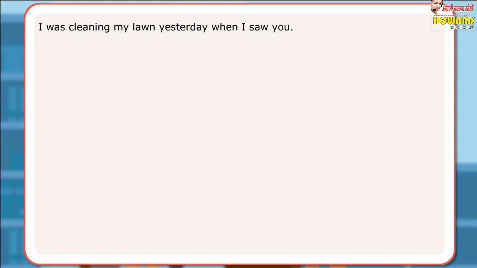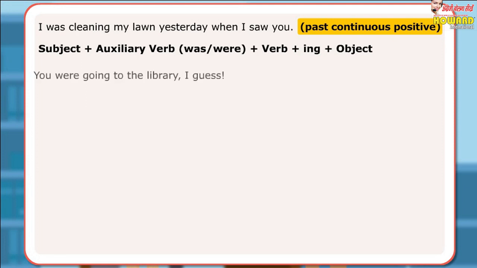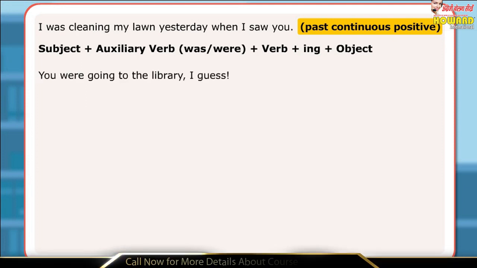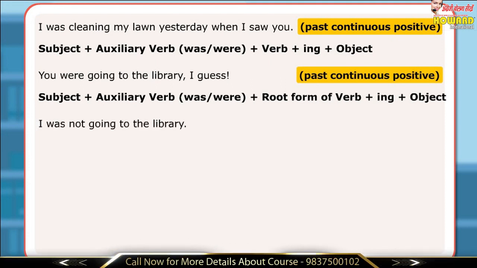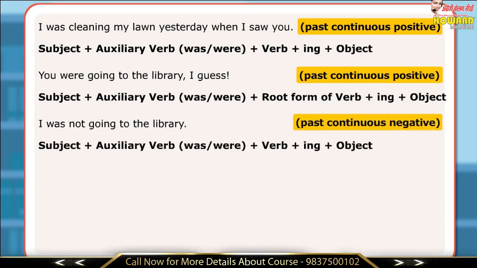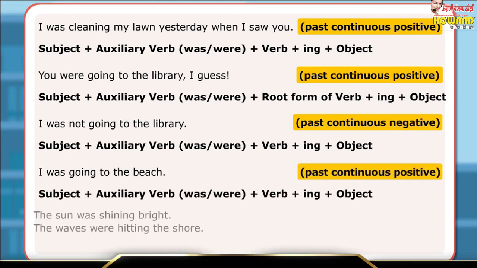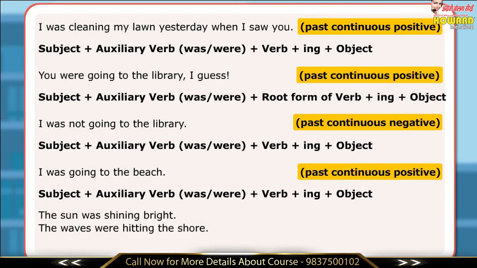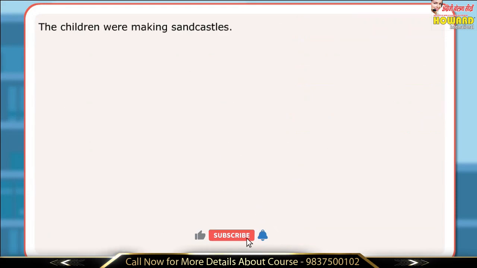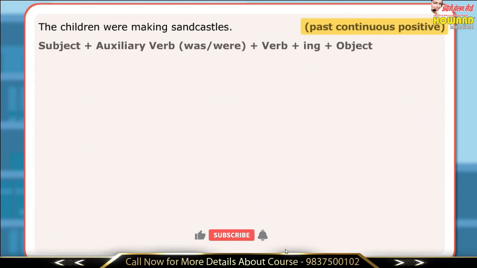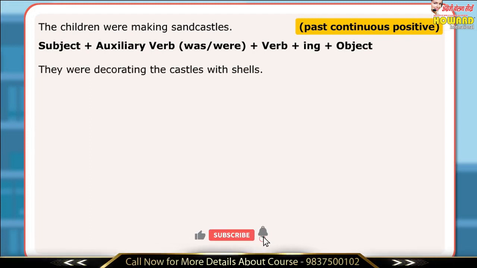I was cleaning my lawn yesterday when I saw you. Past continuous positive. You were going to the library, I guess. Past continuous positive. I was not going to the library. Past continuous negative. I was going to the beach. Past continuous positive. The sun was shining bright. The waves were hitting the shore. Past continuous positive. The children were making sand castles. Past continuous positive. They were decorating the castles with shells. Past continuous positive.